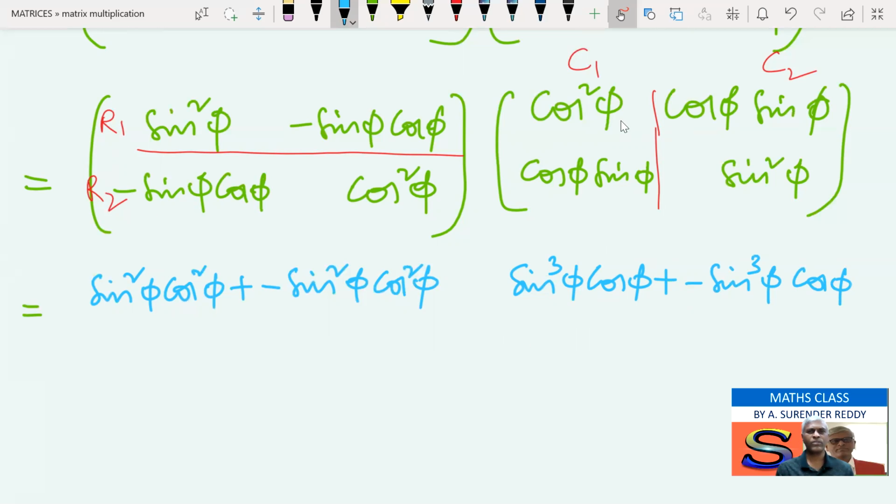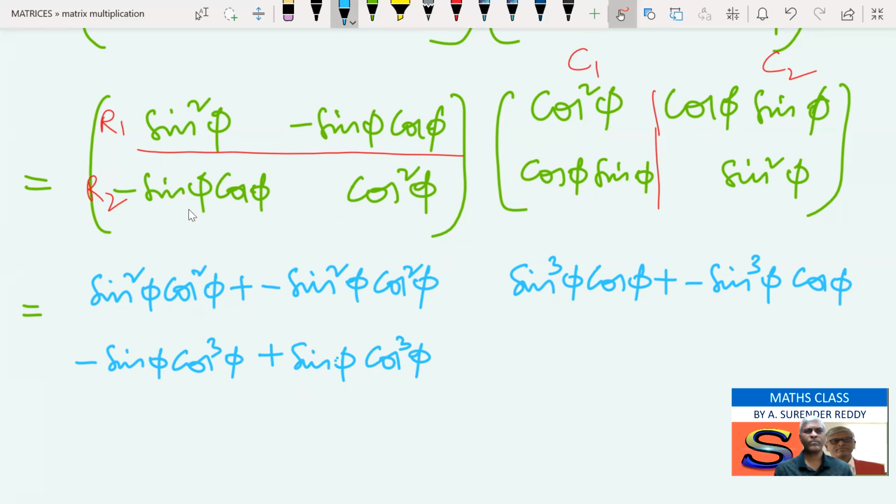R2 into C1: minus sin pi cos pi into cos square pi. So this is minus sin pi cos cube pi, just like x into x square is x cube. And cos square pi into cos pi sin pi. This is cos cube pi sin pi, that is sin pi and cos cube.